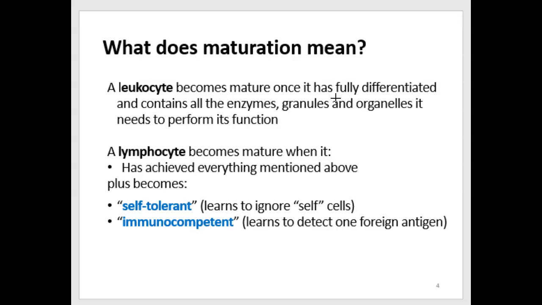So I'm going to focus on lymphocytes because that's what we talked about in the previous slide with the bone marrow. A lymphocyte, a specific type of leukocyte, becomes mature when it becomes fully differentiated, containing enzymes, granules, and organelles, like mentioned before. But it has two further requirements to be fully mature. It needs to be self-tolerant, meaning it has to be able to recognize our own cells and learn to ignore them so that it doesn't fight our own body systems.